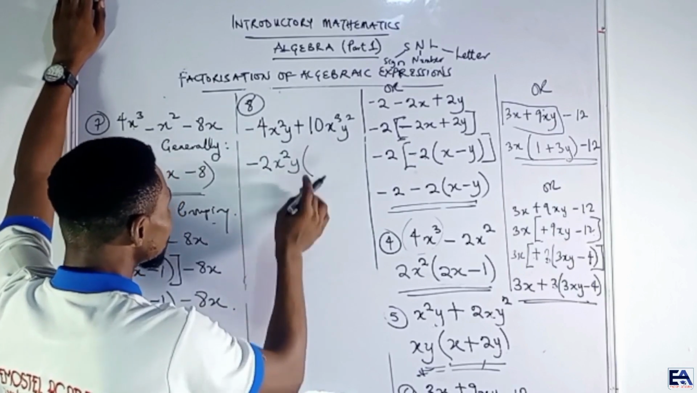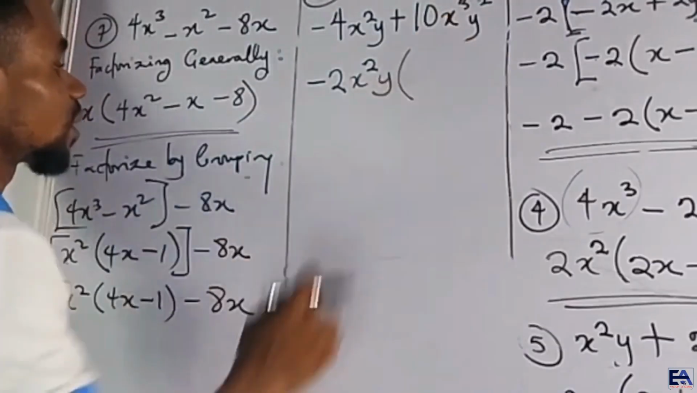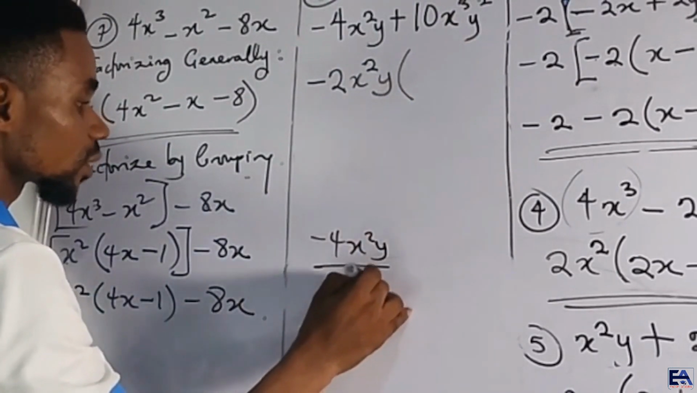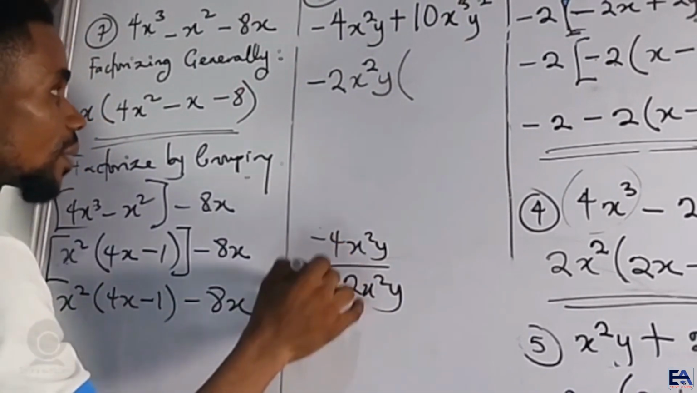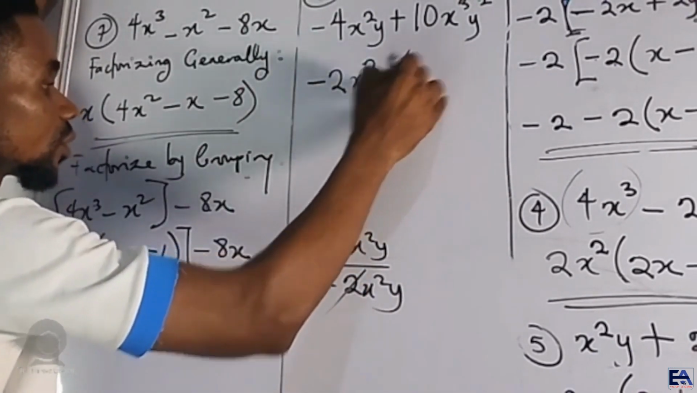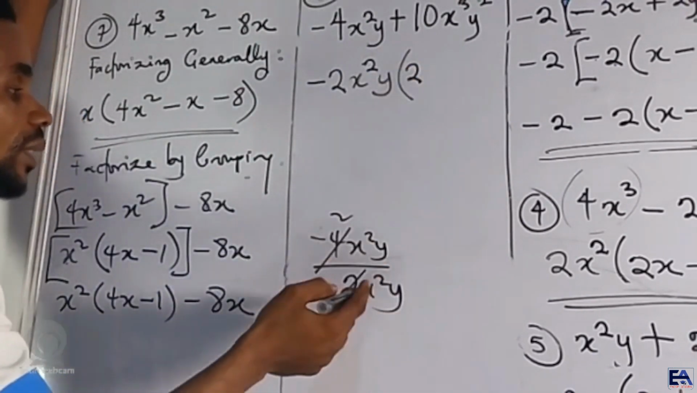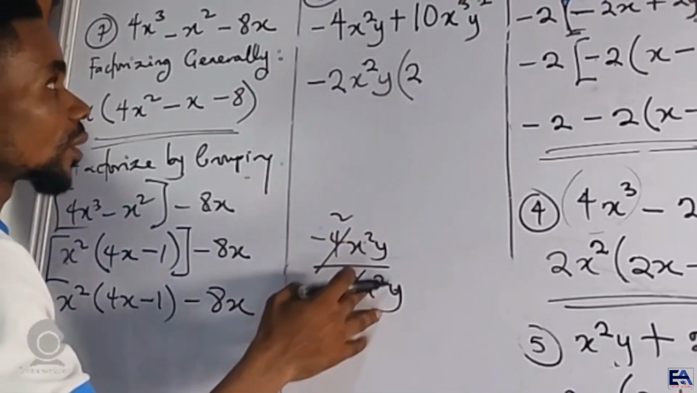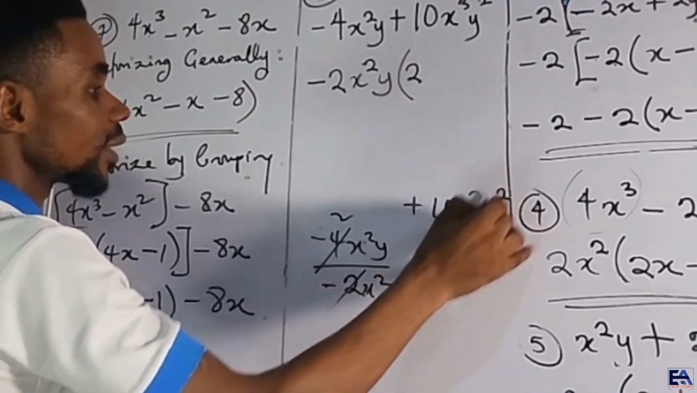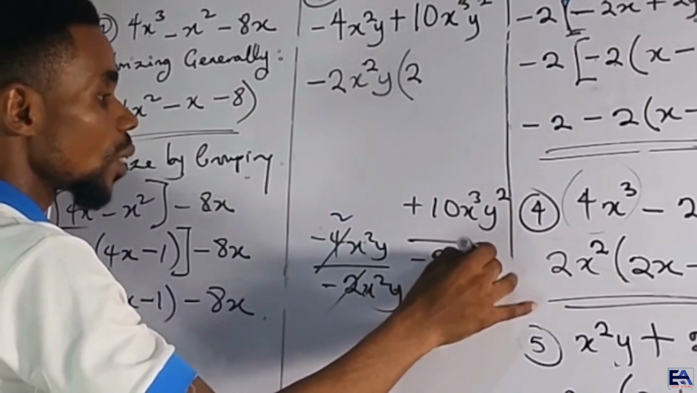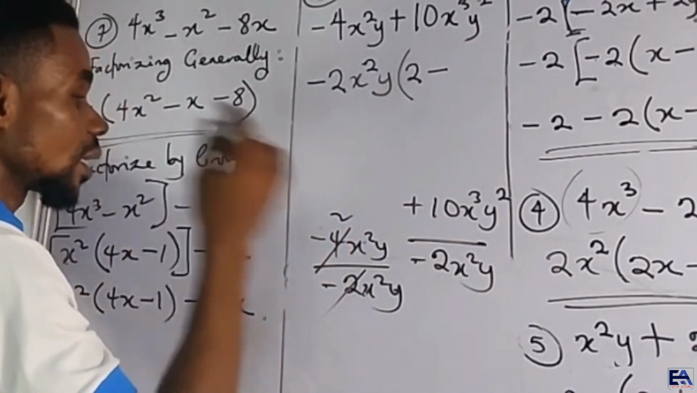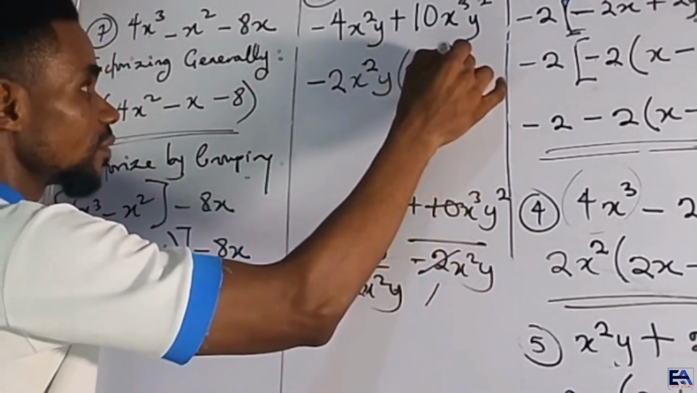So we open the bracket and use this to divide each of the terms. Minus 4x squared y divided by minus 2x squared y: minus divided by minus gives us positive. Then 2 here, how many times can 2 go in 4? 2 times. Then x squared y divided by x squared y is gone. The next one is plus 10x cubed y squared divided by minus 2x squared y. Plus divided by minus, the answer is minus. And then 2 here, that's 5.